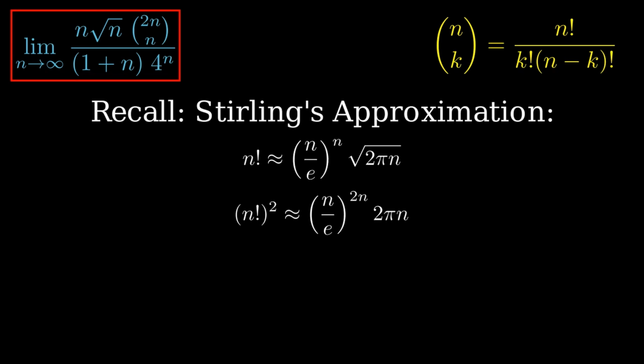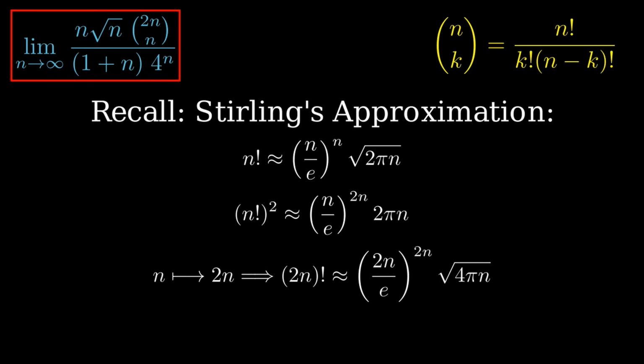Now, in order to use Stirling's approximation for (2n) factorial, we're going to rewrite n as 2n and substitute that into the formula. Doing that, we have (2n) factorial is approximately (2n divided by e raised to the first power) all raised to 2n, multiplied by the square root of 4 pi n. Let's rewrite our limit in terms of all of this.